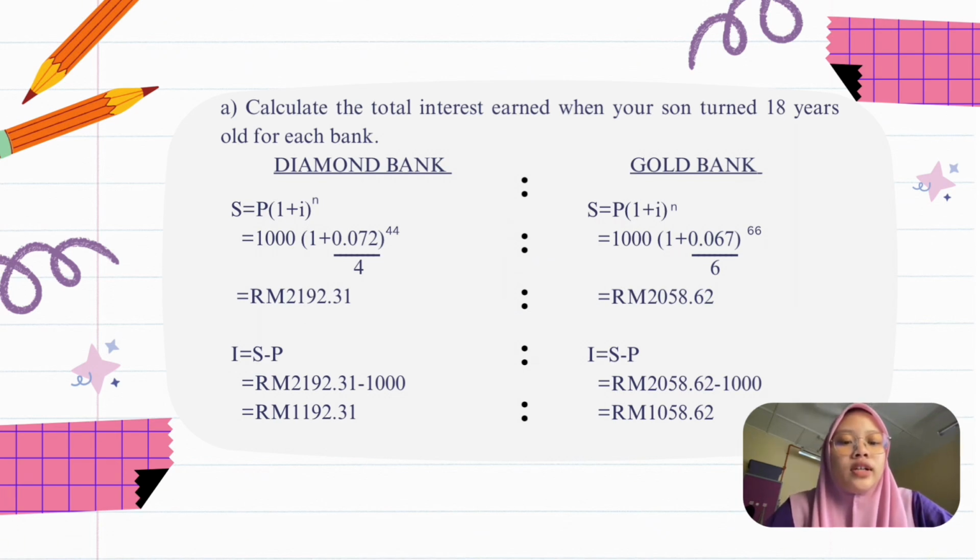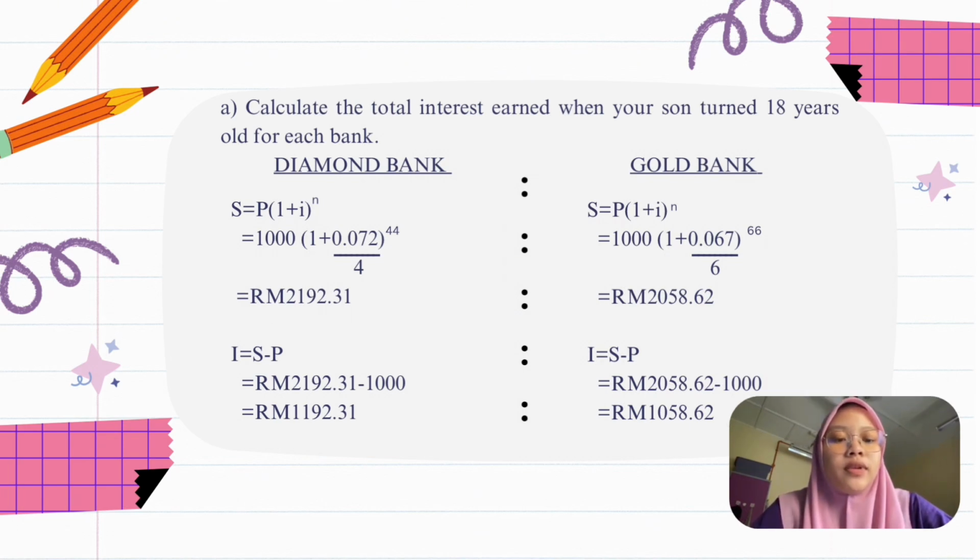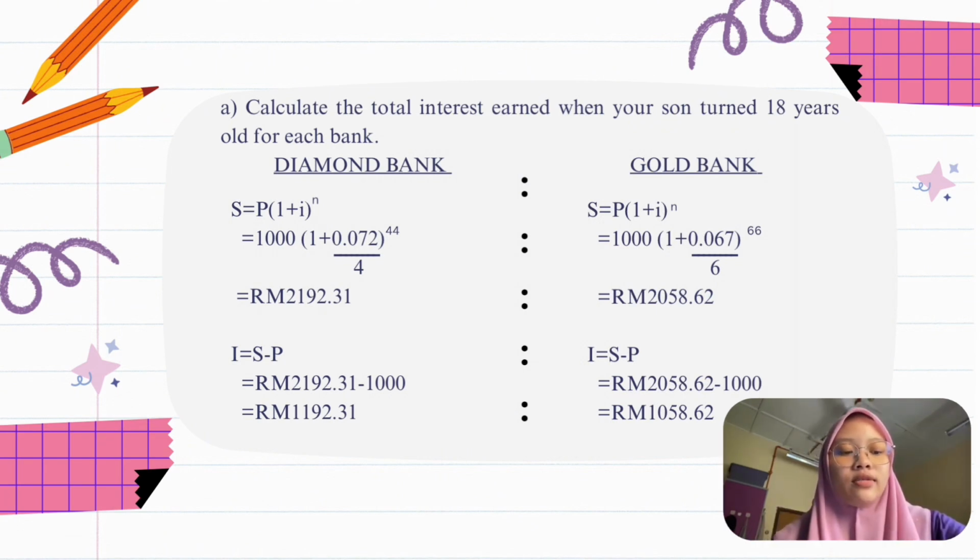First, we need to calculate S equal to P (1 plus i) to the power n. For the Diamond Bank, our P is RM1000 and t equal to 11. i equal to 0.072 divided by 4. Our n is m multiplied by t, which is 4 multiplied by 11 equal to 44. The answer is RM2192.31. For the Gold Bank, i equal to 0.067 divided by 6.